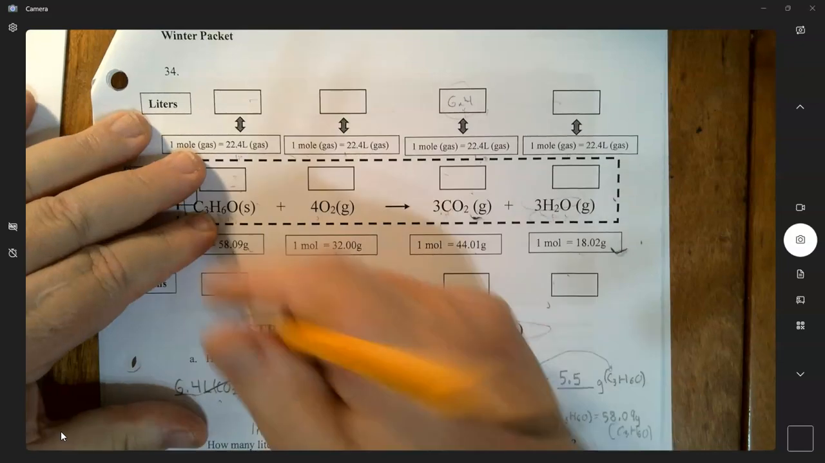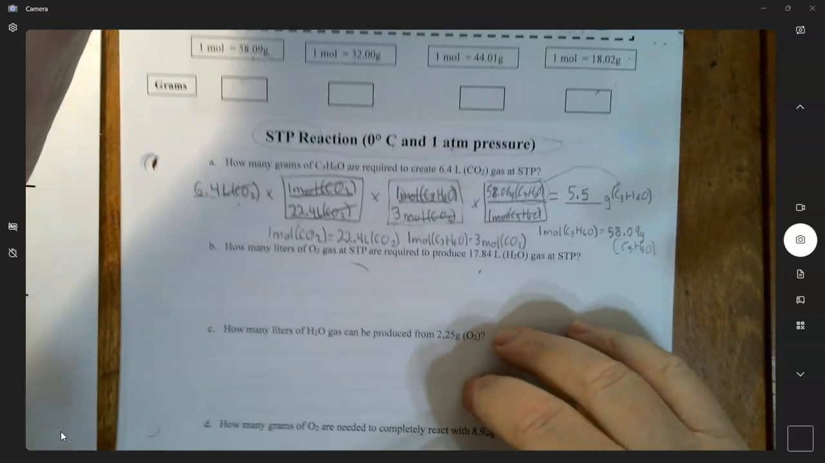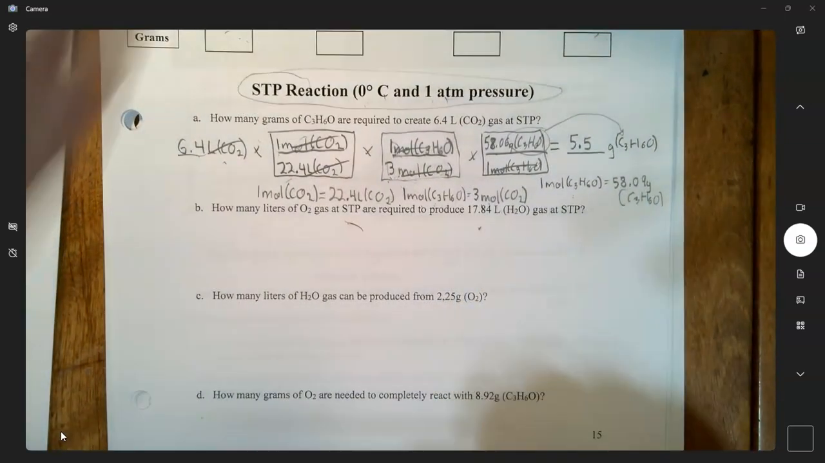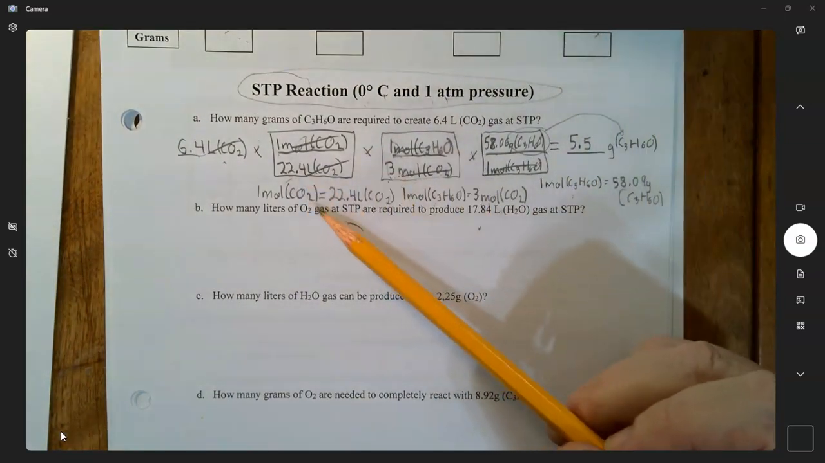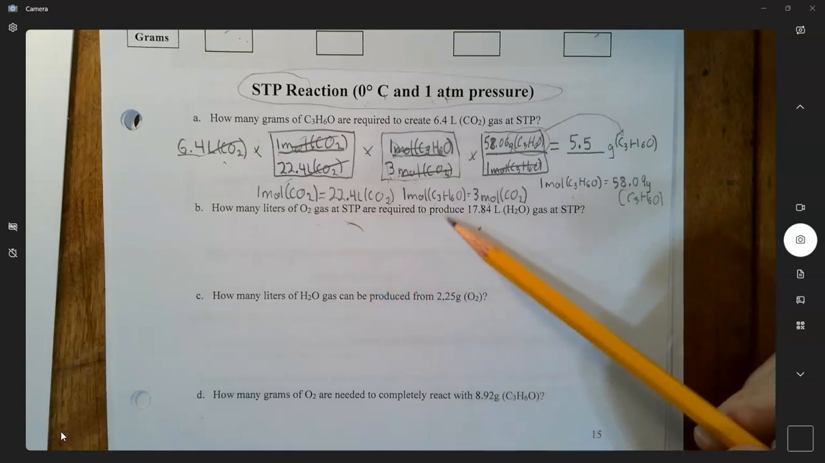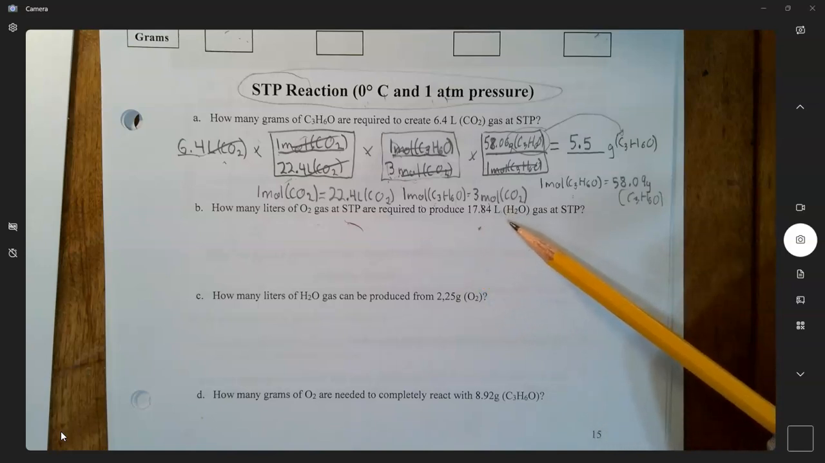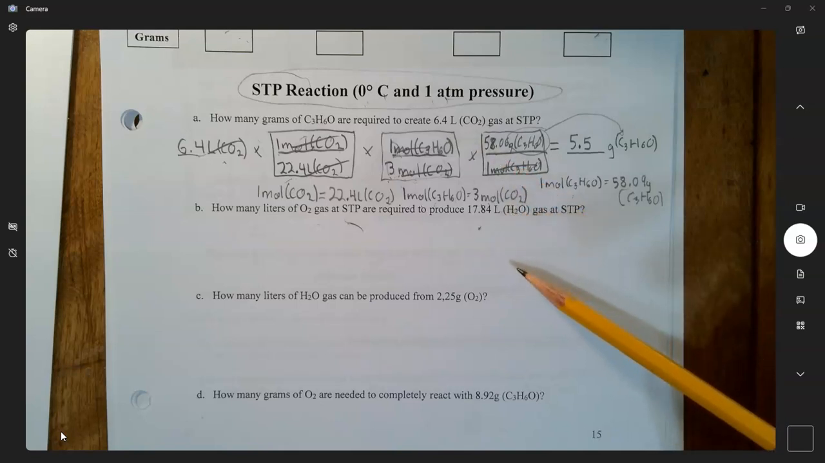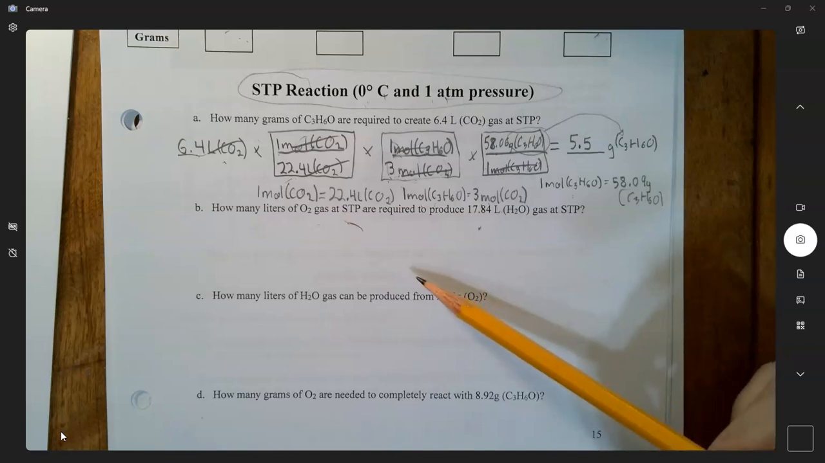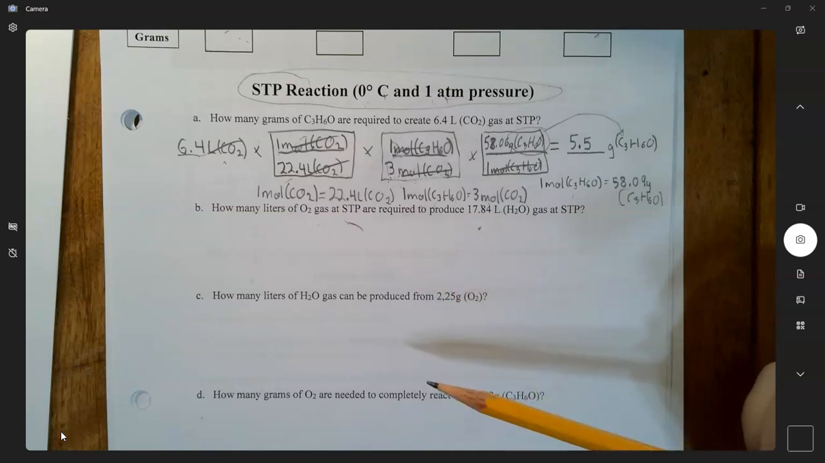And we're going to first erase this, but try to not use it. Okay, so let's think about this one without looking right now at the graphic organizer. How many liters of O2, so we're going to have a question mark in liters above O2, at STP are required to produce 17.84 liters of H2O. So we're going to have to go from 17.84 liters of H2O, down into the equation to moles of H2O. Then we're going to have to move over to moles of O2, and then back up to liters of O2.